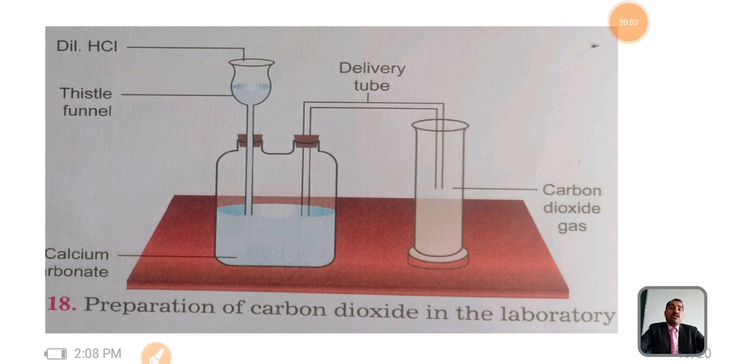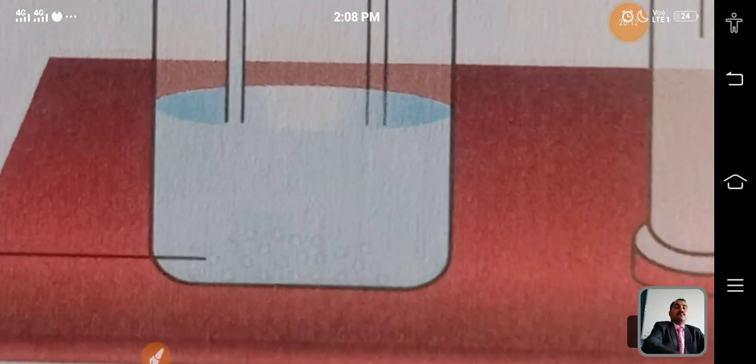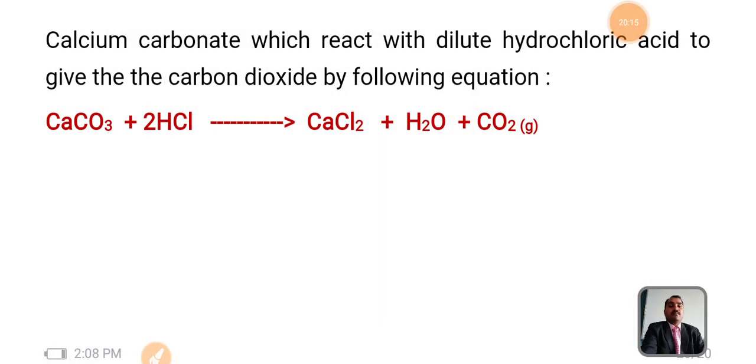Please see this figure once again and try to make the same figure in your class 4 copy also. Now calcium carbonate reacts with dilute hydrochloric acid to give carbon dioxide by the following equation. CaCO3, calcium carbonate, reacting with dilute HCl, converts into calcium chloride plus water plus carbon dioxide, which is a gas. So this is the method of preparation of carbon dioxide.